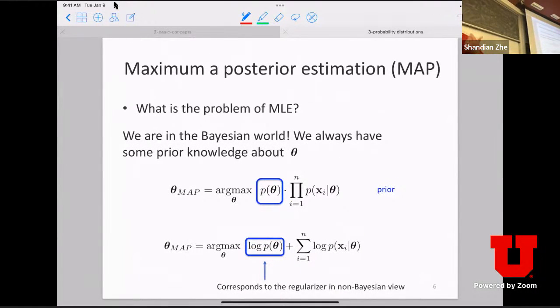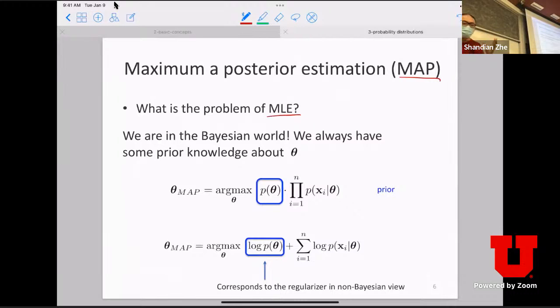The problem of MLE is that it is totally data-driven. Given its observations, I just maximize the likelihood of those observations. But sometimes we also want to incorporate some prior knowledge about the parameters. For example, if you toss a coin and you believe that the chance of getting heads is 0.6 or around 0.6, you want to incorporate this knowledge into your estimation, and then we seek the MAP estimation.